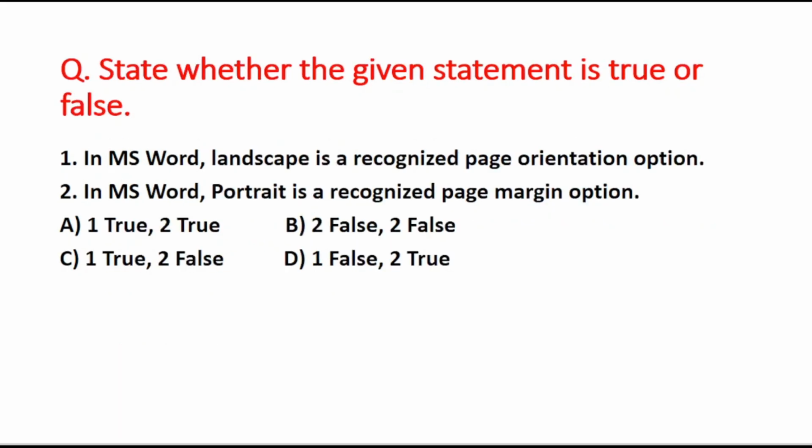Next question is, state whether the given statement is true or false. First statement is, in MS Word, landscape is a recognized page orientation option. Second statement is, in MS Word, portrait is a recognized page margin option. So there are 4 codes. Correct one is the option C, that is first statement is true and second is false, because landscape and portrait, these both are the page orientation option. Okay, not page margin, right?